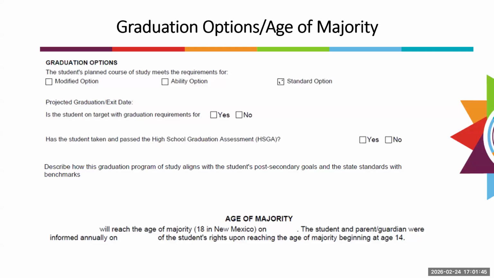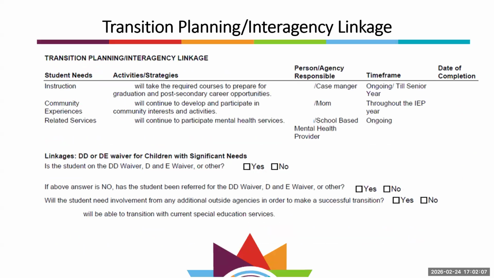Next, you will have graduation options and age of majority. As students get older, the IEP includes information about graduation pathways and the age of majority when students legally make their own educational decisions. And again, this is a copy of what it may look like in your child's IEP. Next, you have transition planning and interagency linkage. Transition planning helps students prepare for life after high school. This includes jobs, college, independent living, and community involvement. The youth voice is essential in this process. And this is an example of what it may look like in your child's IEP.